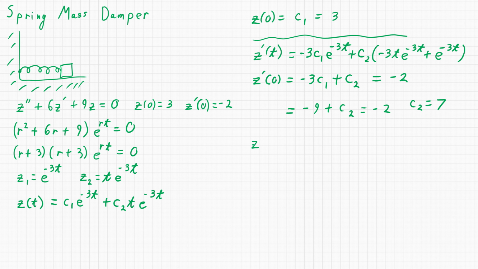Then the solution to the initial value problem is z of t is equal to 3 for the c1, e to the negative 3t, plus 7 t e to the negative 3t. And we're done.